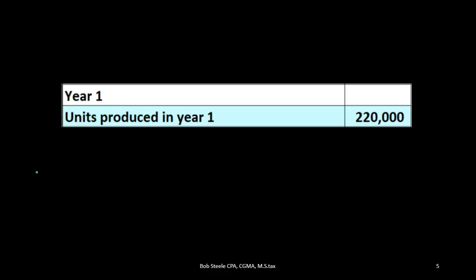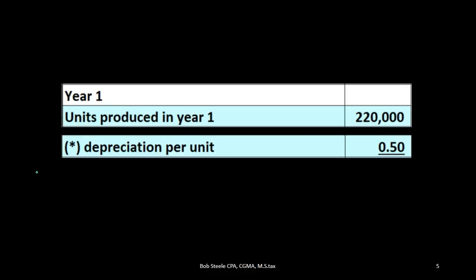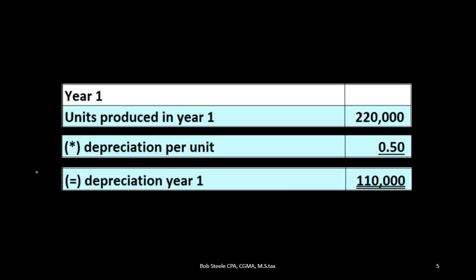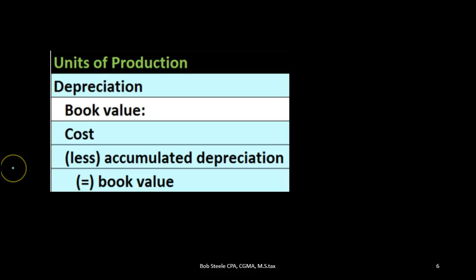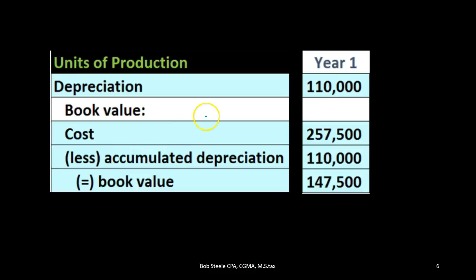How? Well, we first have to count how many miles, how many pages, how many widgets are made. That's why it's a bit more difficult of a method, but more accurate in that we're measuring what is actually being produced and take that and multiply it times the depreciation per unit that we had calculated, and that would give us the depreciation in terms of year one. And if we look at the book value, then we're just going to say that the depreciation for year one is what we just calculated at $110,000.